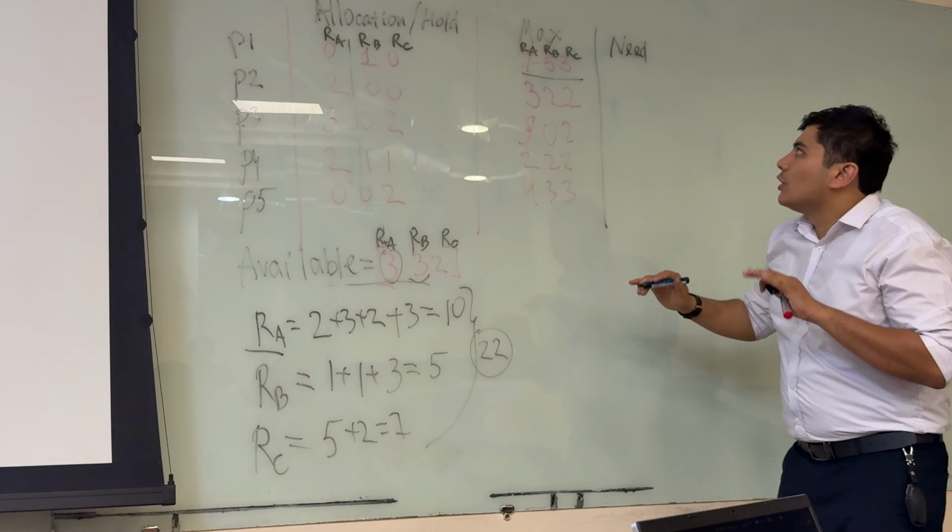Need matrix. What if allocation is more than max? Okay, this is good. So allocation basically means how much resource that process is holding right now, right? And the maximum is how much it can maximally request, right?